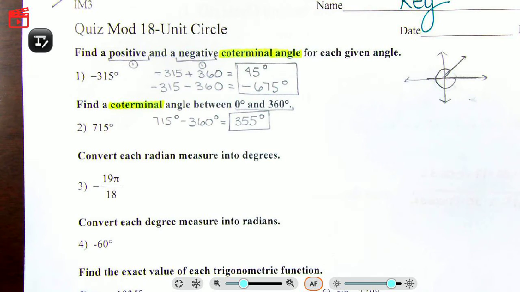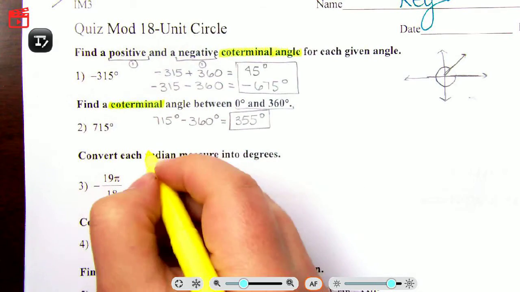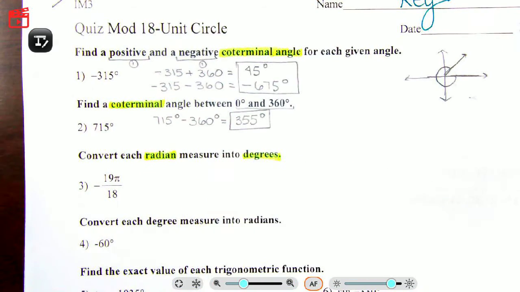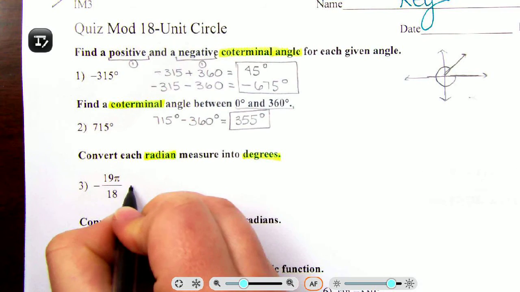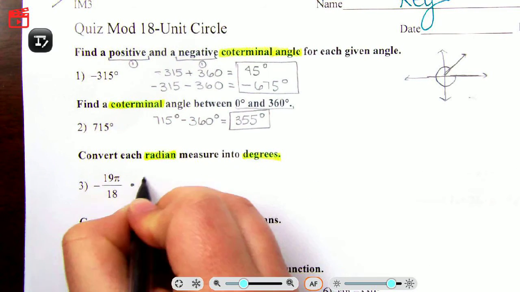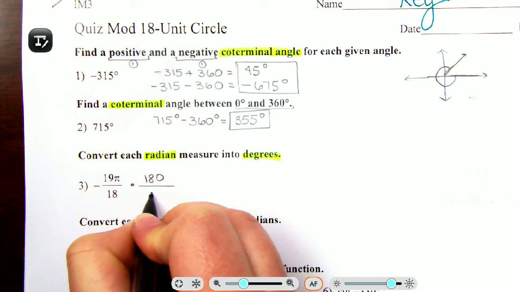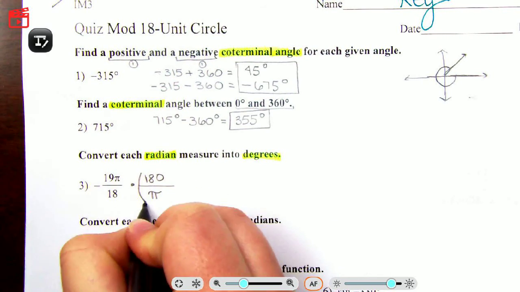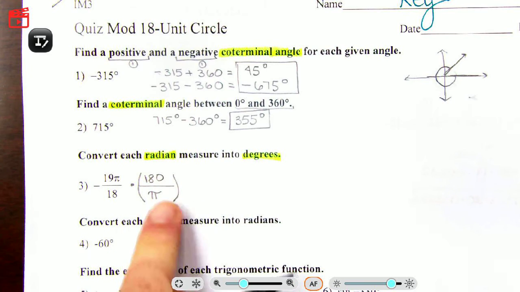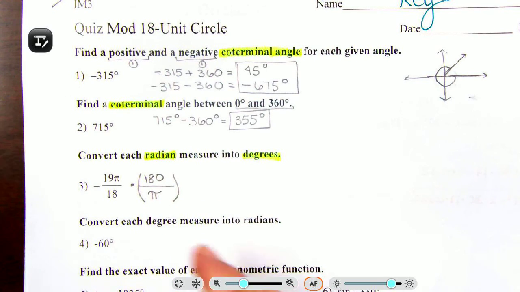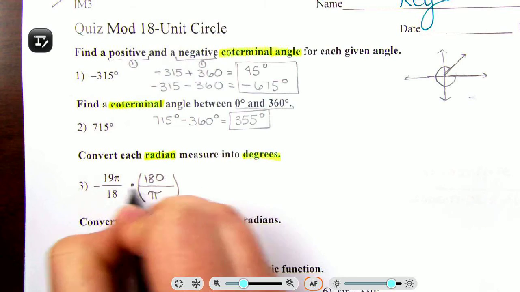Convert each radian measure into degrees. You are given a radian and you want degrees, so there is a conversion. Because you want degrees, degrees are going to go on top and radians are going to go on the bottom. This is something you need to memorize. This is your conversion rate. Now you are multiplying and dividing.